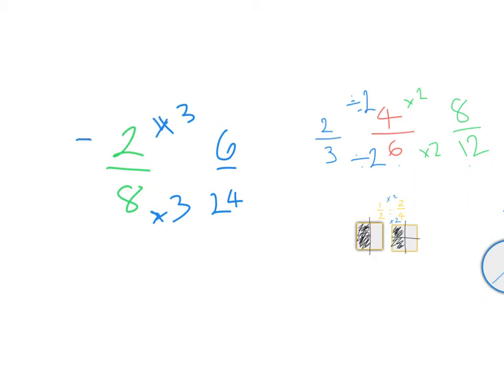Let's divide again by 2. Not a great divide sign, Mr. Todd. But when you divide 2 by 2, you're going to get the number 1. And when you divide 8 by 2, you're going to get the number 4. So, as well as being equivalent to 6/24, 2/8 is also equivalent to 1/4. And we know 1/4, we've worked with it so many times.